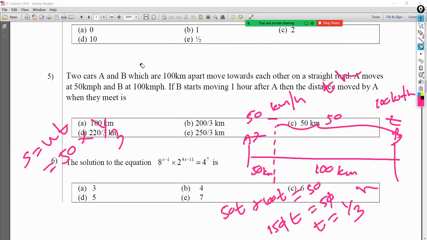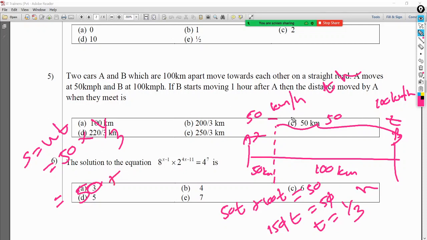Can anyone see? Sorry? So we were finding the distance moved after 1 hour. If we start moving 1 hour after A, then the distance moved by A when they meet. Yes, sorry. So after 1 hour the distance traveled is 50 divided by 3. So the total distance A has traveled is 50 plus 50 divided by 3. Yes, so we got almost to the answer, 50, because already within the first hour that guy has traveled 50 kilometers.